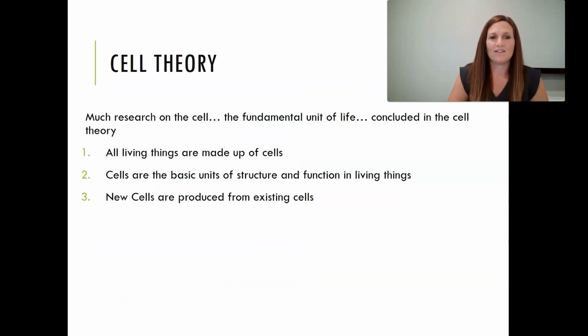So the cell theory says that all living things are made up of cells. So if something is alive, it must be made of one or more cells. So you and I, we're made of many cells. The grass outside, the trees, those are made of cells too. Fish, dogs, cats, all made of cells. Mushrooms, made of cells. Anything that is alive.